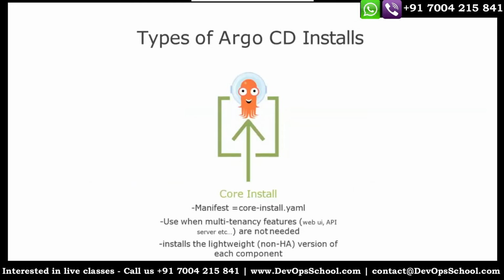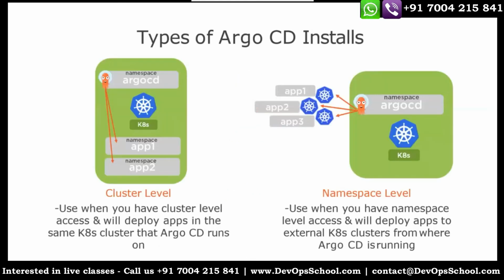Now you can also have one install which is called core install. So core install means what? Core install means you get only the application server and controller, nothing else. You get no web UI, no API server. Those are not needed actually. So how do you install the core install? There'll be one YAML file named core-install. Use it when the multi-tenancy feature, web UI, API server, etc. are not needed. It installs the lightweight non-HA version of each component. So this is the core install.